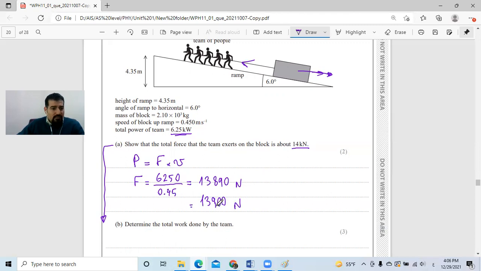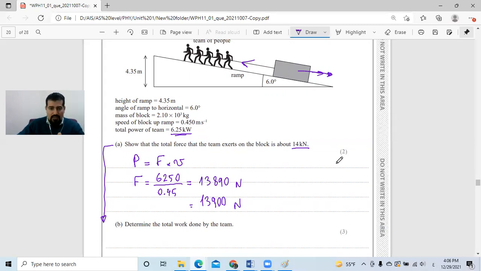Now, one asked me, Ustad, why didn't you use sine 6 degrees? The force is parallel to the direction of the ramp. I will not use sine of any angle. Okay, it's force multiplied by what? Velocity. This is the short way to answer the question, the smart way.